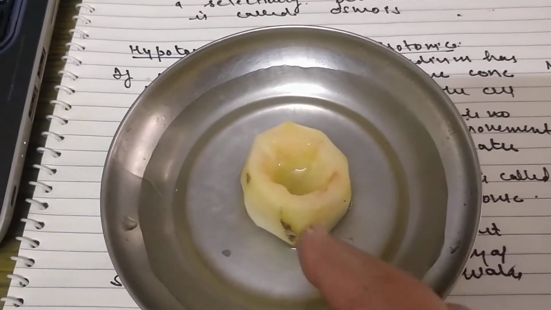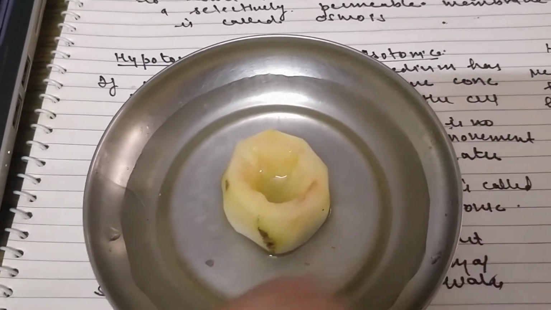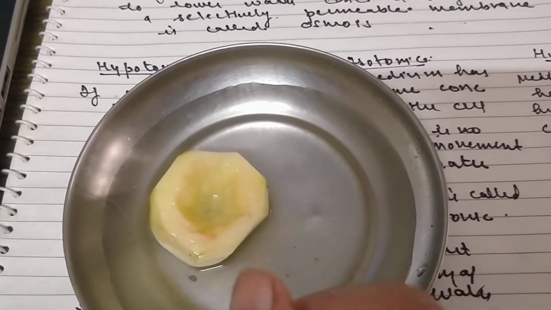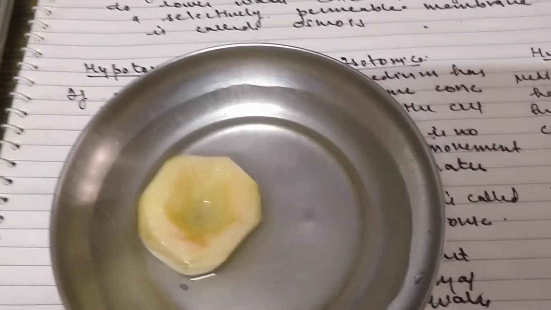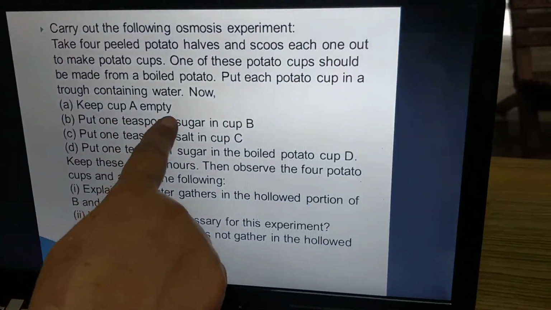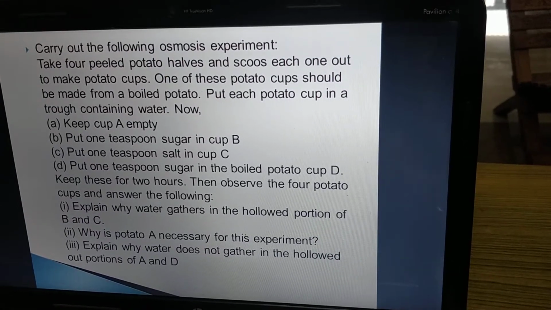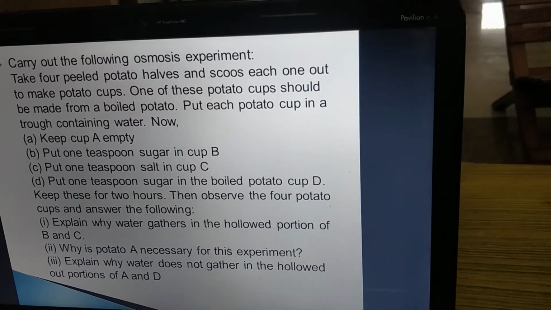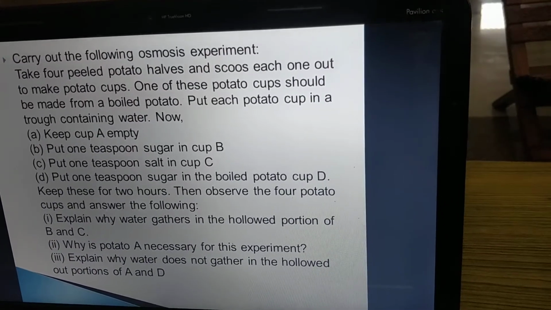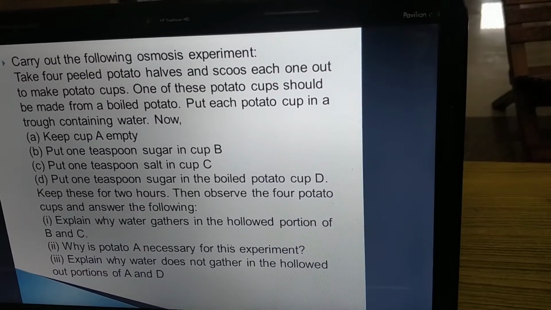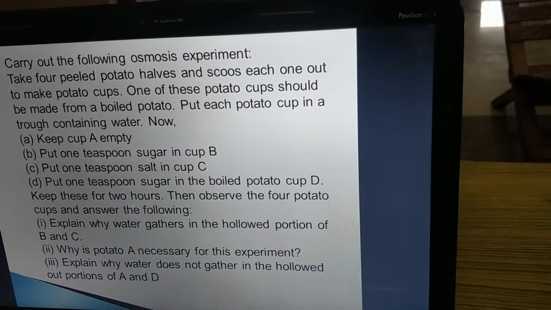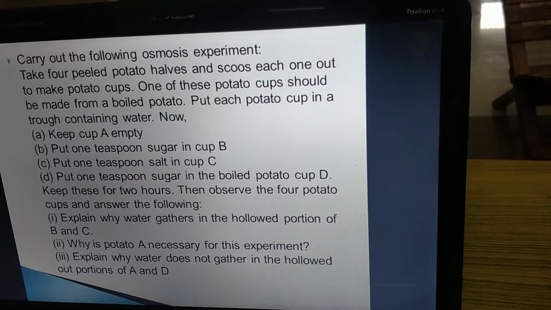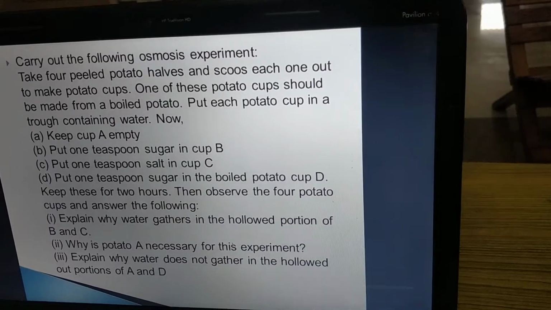So we take 4 such potato cups. 3 with the raw potato, 1 with the boiled potato. Just understand the question carefully. Keep cup A empty. Put 1 teaspoon sugar in cup B. Put 1 teaspoon salt in cup C. Put 1 teaspoon sugar in the boiled potato cup D. Keep these for 2 hours. Then observe the 4 potato cups and answer the following.